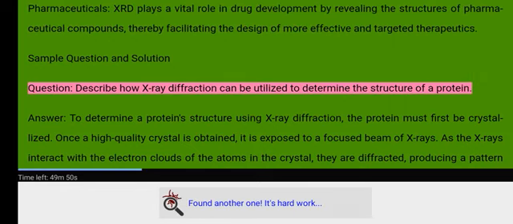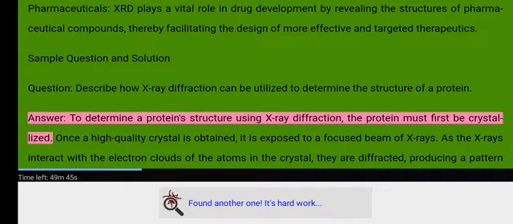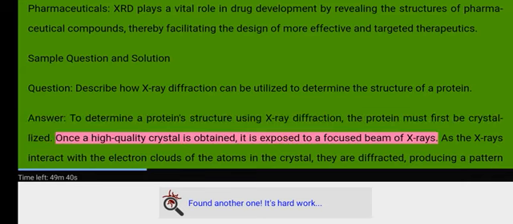Describe how X-ray diffraction can be utilized to determine the structure of a protein. Answer. To determine a protein's structure using X-ray diffraction, the protein must first be crystallized. Once a high-quality crystal is obtained, it is exposed to a focused beam of X-rays.